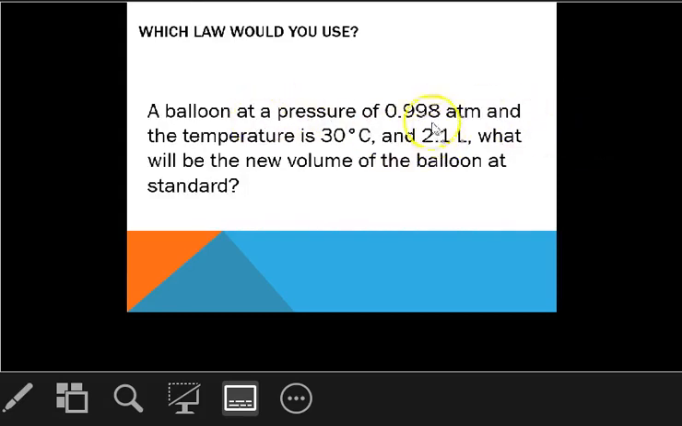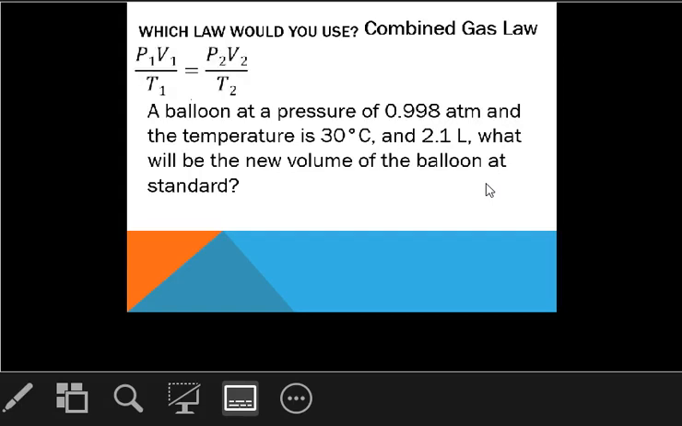A balloon at a pressure of 0.998 atmospheres and a temperature of 30 degrees and 2.1 liters, what will the new volume be at standard? You'll notice you have a change of circumstances, and you have all three of the circumstances. That makes this a, you guessed it, combined gas law problem. We solve it with the formula PV over T equals PV over T.